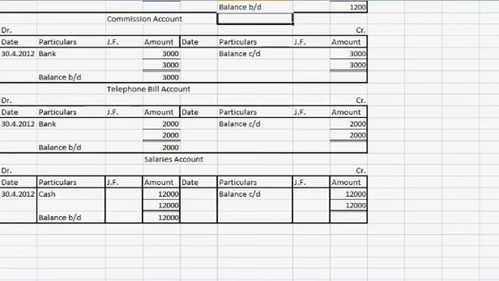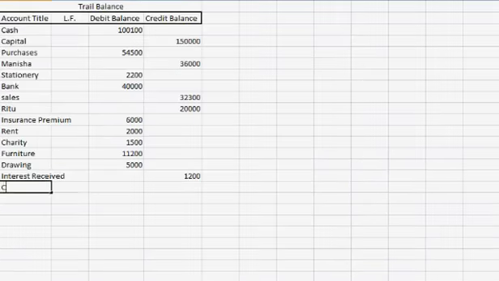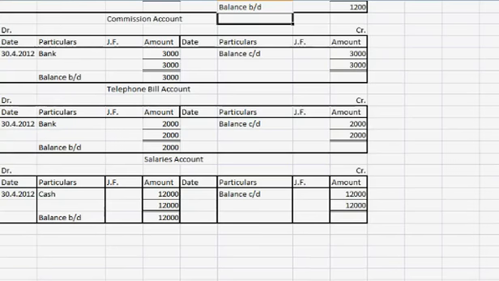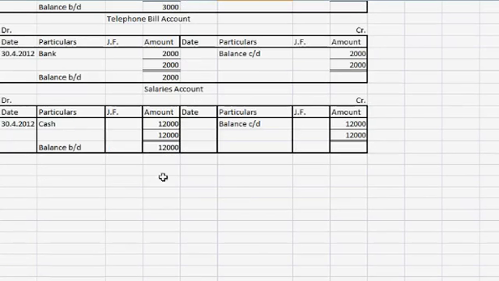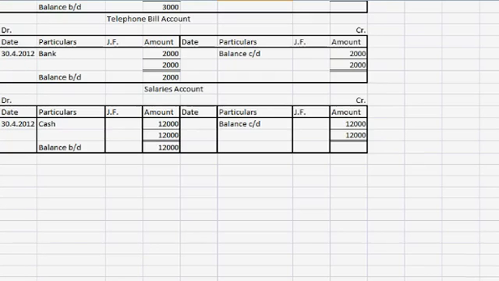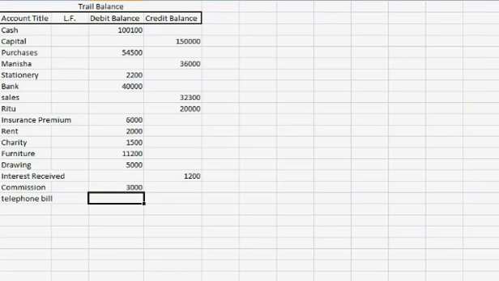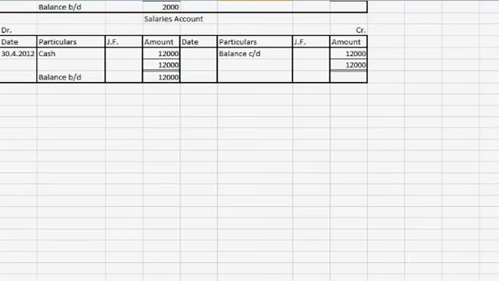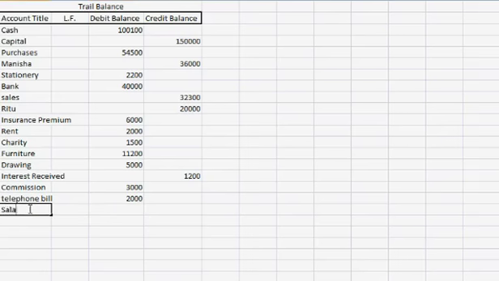Then the commission account, the entry would be on the debit side, the balance BD is on the debit side. Then we have the telephone bill account, so mention telephone bill. The amount would be on the debit side, 2,000. The last account is salaries account. Mention salaries. The entry is on the debit side.